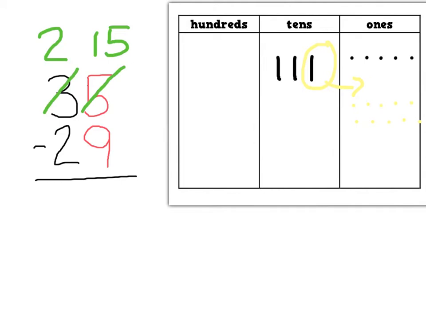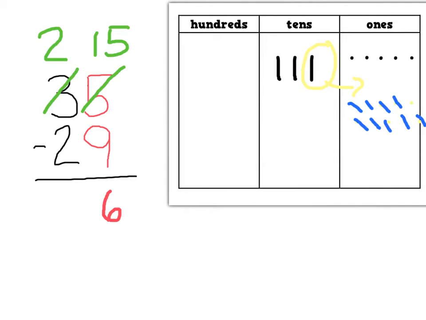So let's do it. 1, 2, 3, 4, 5, 6, 7, 8, 9. How many do I have left now? Let's count them up. 1, 2, 3, 4, 5, 6. That means that 15 subtract 9 is 6.